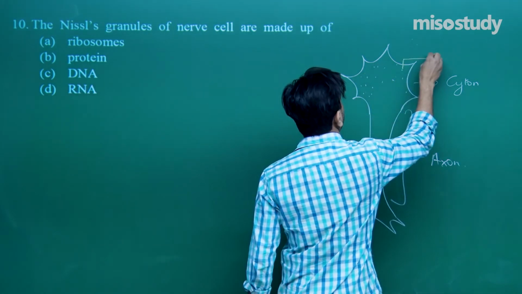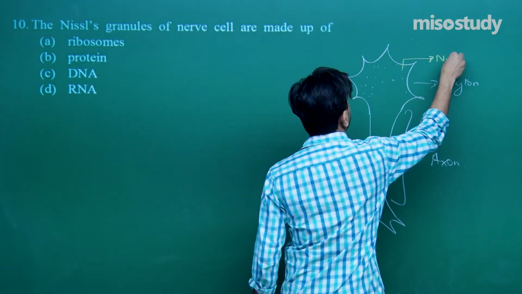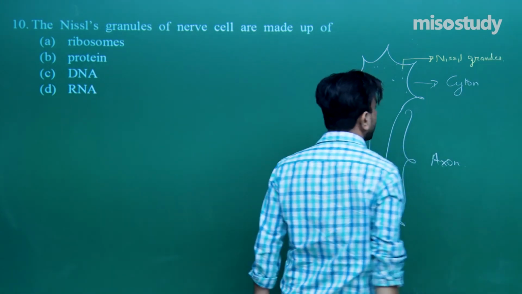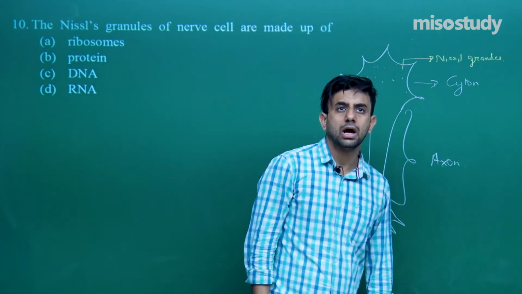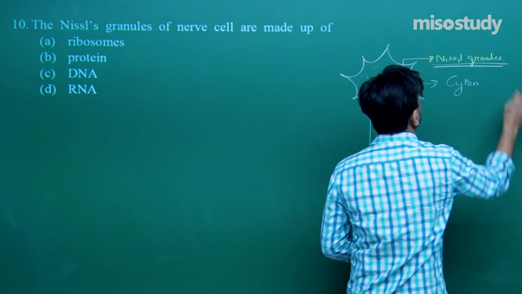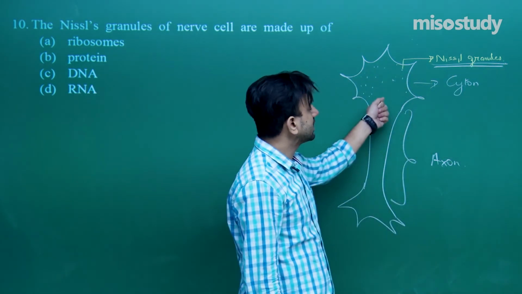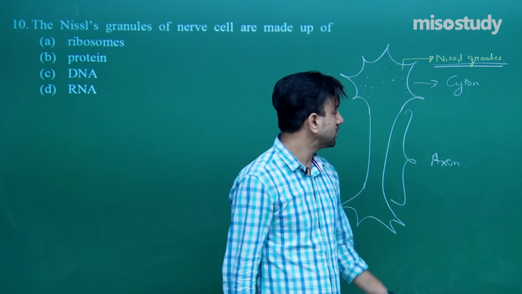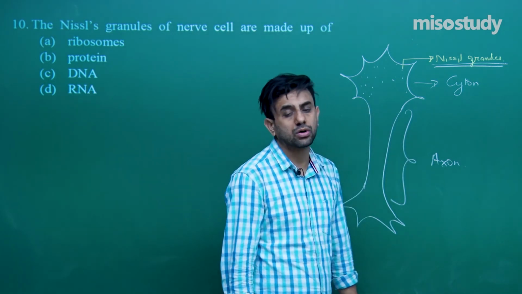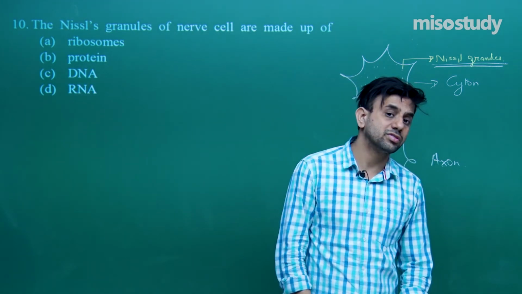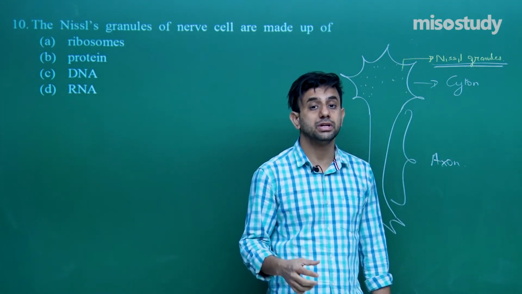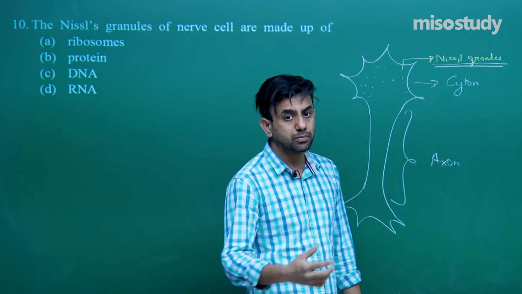And what will be the function of these nasal granules? These nasal granules are present in the cyton. Sometimes they are present also at the junction of the cyton and the axon. Now these nasal granules are basically made up of the ribosomes and the rough endoplasmic reticulum, and hence the major function would be the protein synthesis.